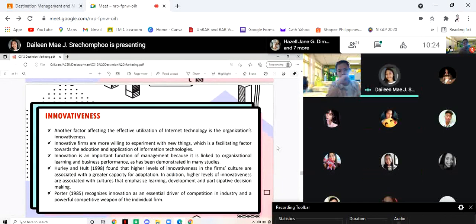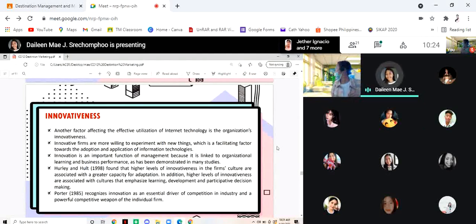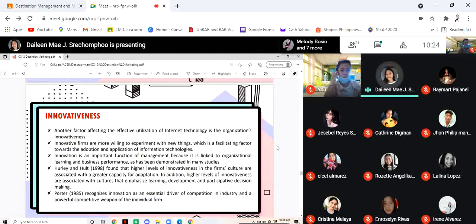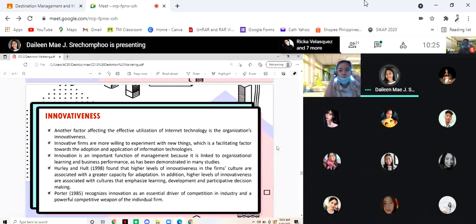Hurley and Holt found that higher levels of innovativeness in the firm's culture are associated with greater capacity for adaptation. In addition, higher levels of innovativeness are associated with culture that emphasize learning, development, and participative decision-making. Porter recognizes innovation as an essential driver for competition in the industry and a powerful competitive weapon of the individual firm. Kapag ang isang firm daw ay innovative or open sila sa mga makabagong bagay, ito daw ay isang powerful, malakas na competitive advantage or weapon against dun sa ibang firm. Kasi ready kang mag-aral ng mga panibagong pamamaraan, mas open ka sa mga makabagong knowledge.